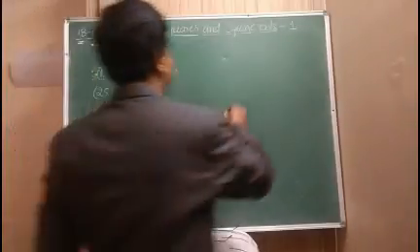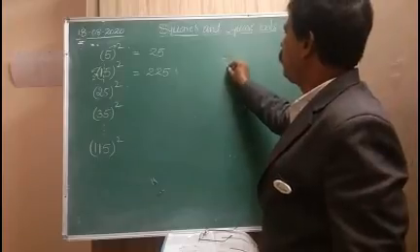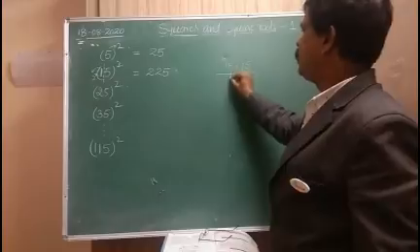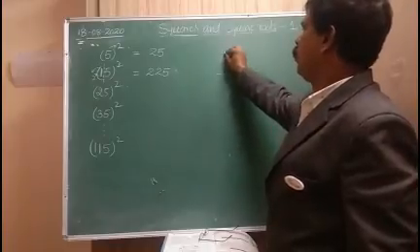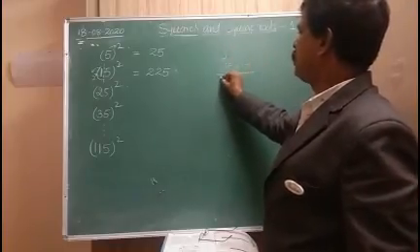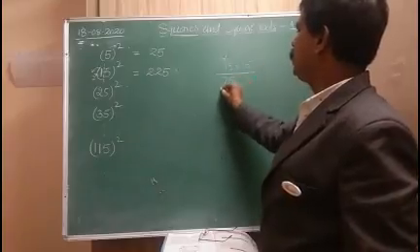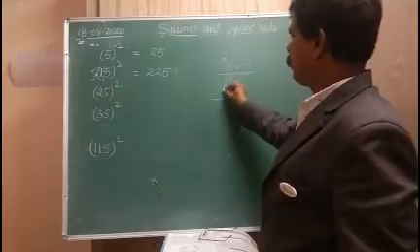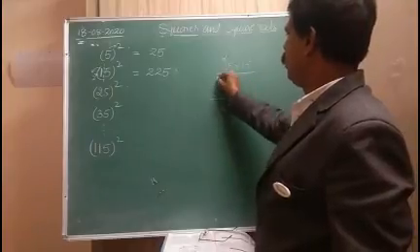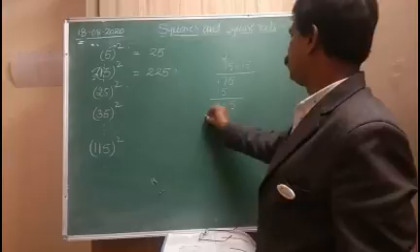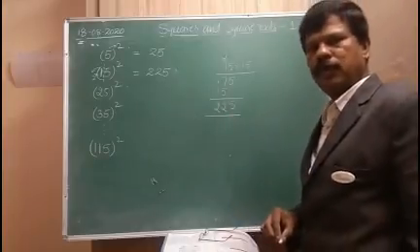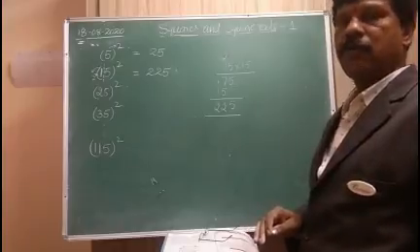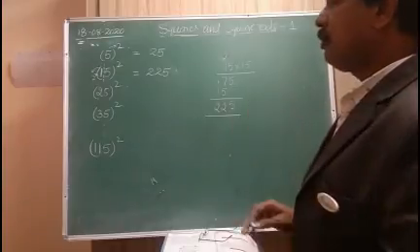If you want clarification, just multiply like this. 15 into 15. 5 5s are 25. 2. 5 1s are 5 plus 2, 7. 15 1s are 15. 5. 7 plus 5 is 12. 1. 1 plus 1 is 2. Clear? So this is how to find the square of a number.